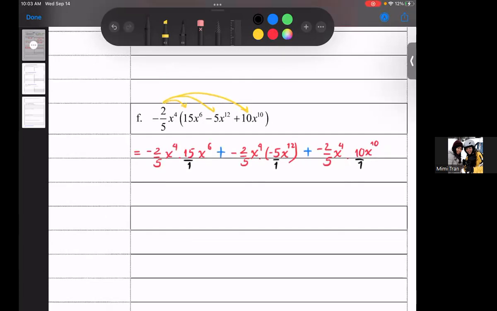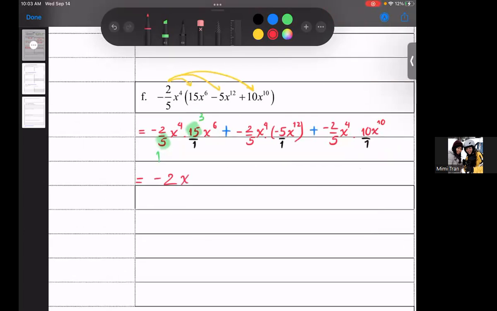All right, simplify. 15 divided by 5 is 3 here and then 1 here. So I got negative 2. And then x to the 4 times x to the 6 is x to the 10. Right, so 1 down, 2 more to go.